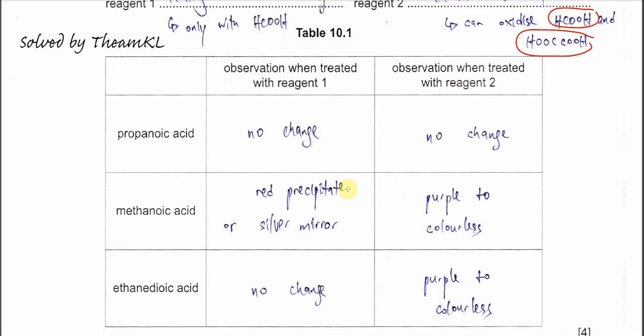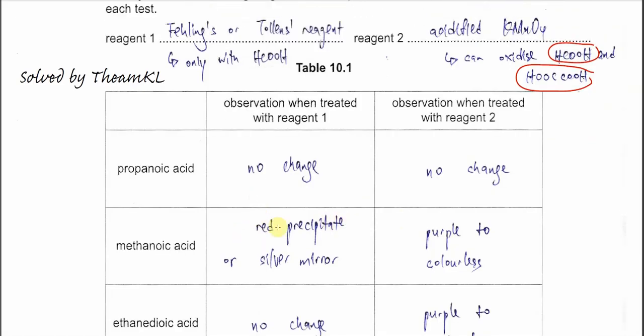Methanoic acid will react with both. If we use Fehling's, it will be a red precipitate. If we use Tollens', it will be a silver mirror. So only methanoic acid will have this positive observation with Fehling's and Tollens'. The rest don't. And because methanoic acid can be oxidized by KMnO4, the KMnO4 will change from purple to colorless, right? Because it itself gets reduced when it oxidizes the methanoic acid.